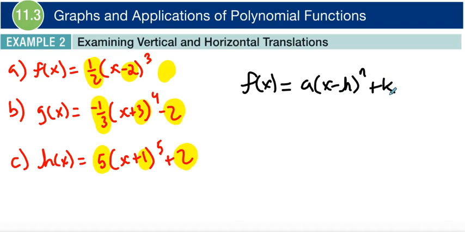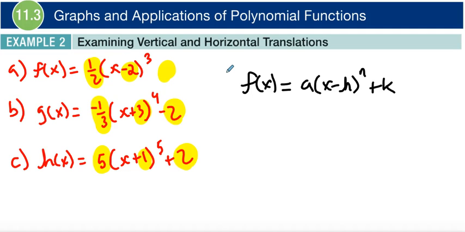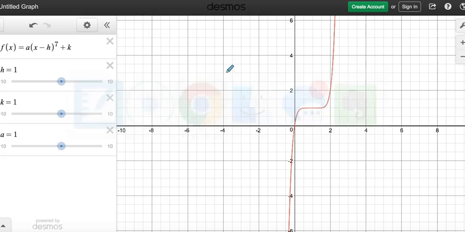And actually, from our last example, we learned about a, right? We learned that a stretches the graph vertically, making it more narrow, and a fraction is going to shrink the graph. So we're going to see that right now. What I've done is, using Desmos, I've just punched that same thing in, and it's really cool. They create these sliders that allow you to play with them.